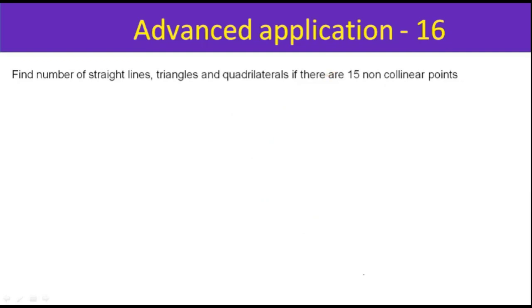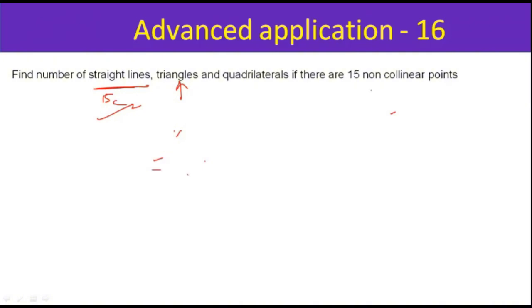Find the number of straight lines, triangles, and quadrilaterals if there are 15 non-collinear points. These points are not on the same line. How many straight lines can you draw using 15 such points? Fairly simple question. Looks difficult, but it's really simple. See, there are 15 non-collinear points. To draw a line, what do I need? To draw a straight line, I just need 2 points. There are 15 points. In how many ways can I select 2 points? 15C2. That's my answer.